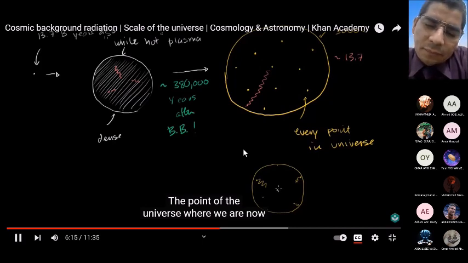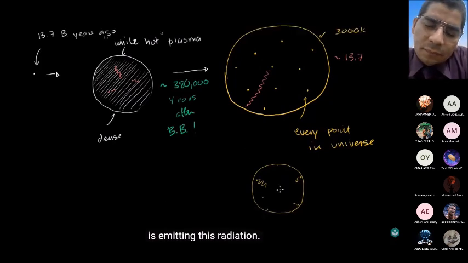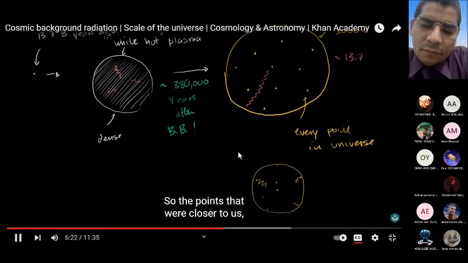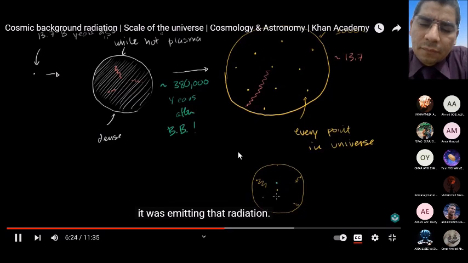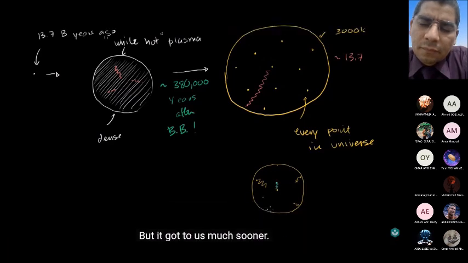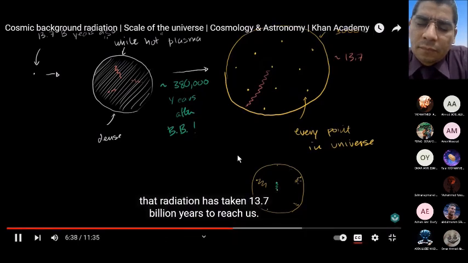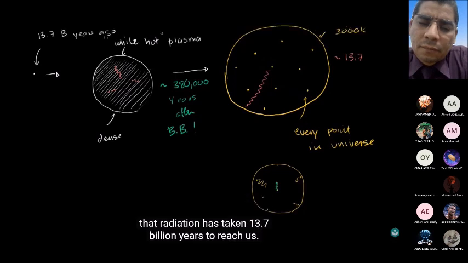The universe where we are now was emitting this radiation. And some of that radiation, from the points that were closer to us, got to us much sooner. It got to us billions of years ago. But there were some points that were far enough that that radiation must be getting to us right now. Or another way to think about it is that radiation has taken 13.7 billion years to reach us.